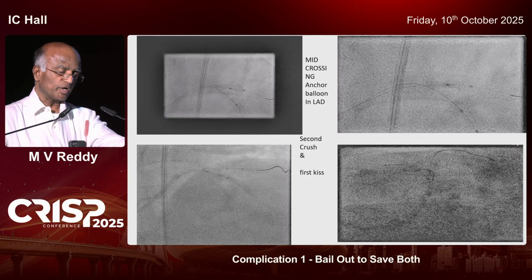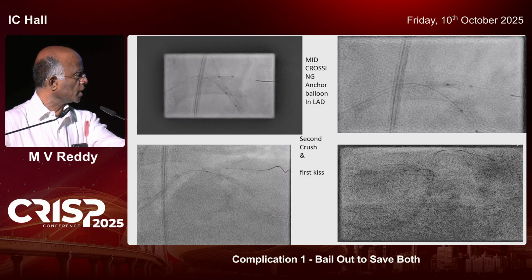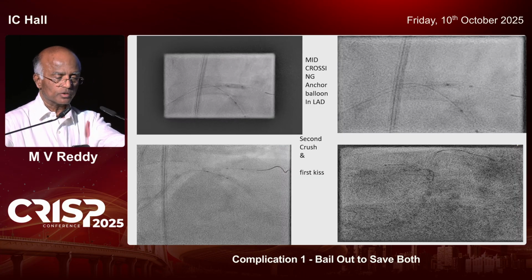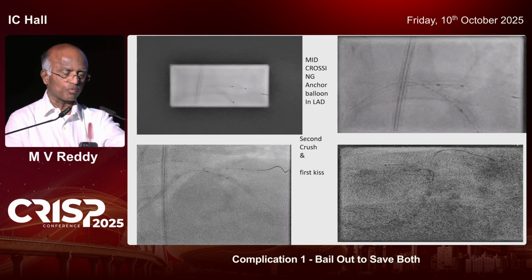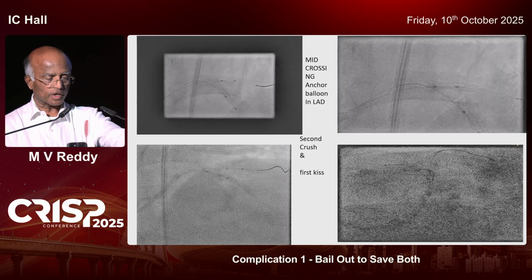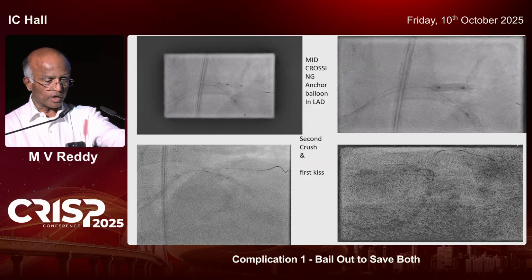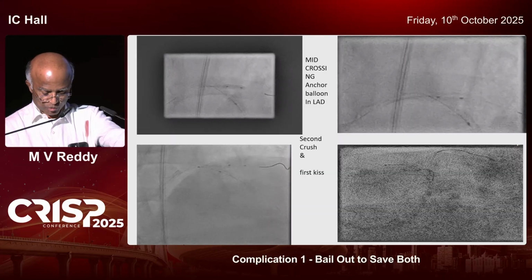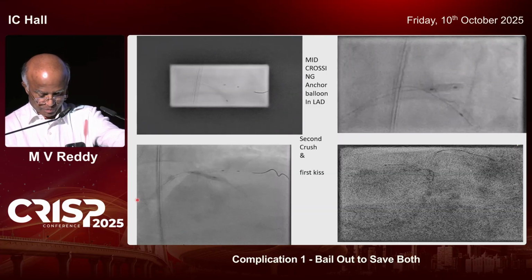After that, I tried to take the material into the main LED, but it was not going. I had to use an anchor balloon to support in the diagonal branch. Since the plan was to stent only the LED, I had to change my strategy now. I deployed one small stent, about 2.5 by 16 mm, in the distal LED, beyond the mid segment.